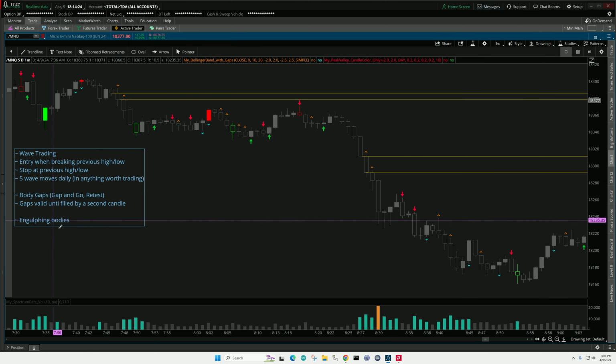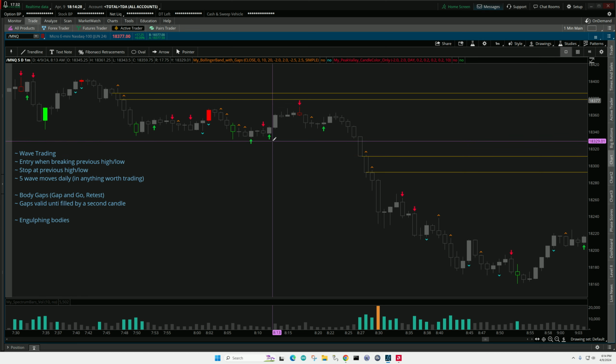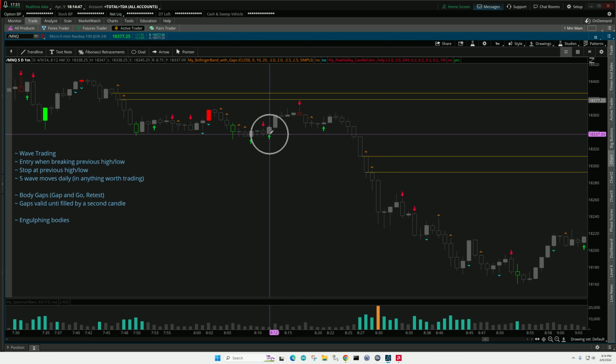Engulfing bodies, last subject here. What you'll notice is, I'll just cover a couple of them right here. This candle body completely engulfs this candle body. That's why it prints this green arrow, right? So when you see an engulfing body to the upside, this is bullish, and you'd expect price to continue its momentum. So you could put your stop right below that engulfing body.